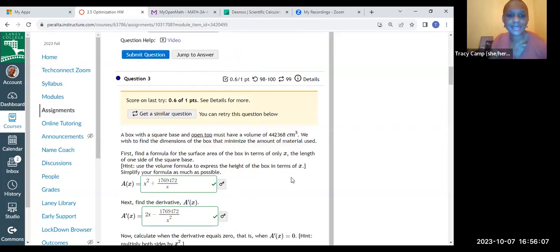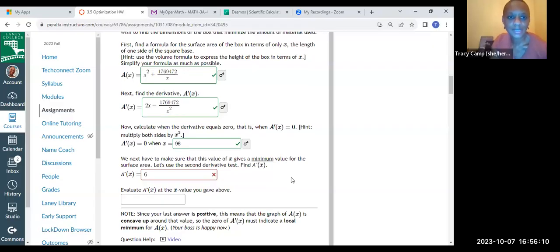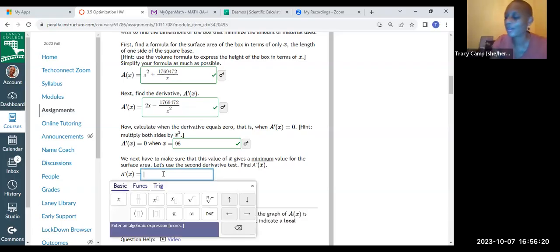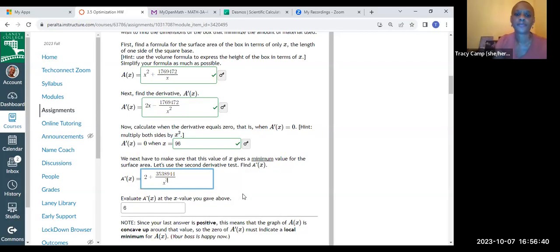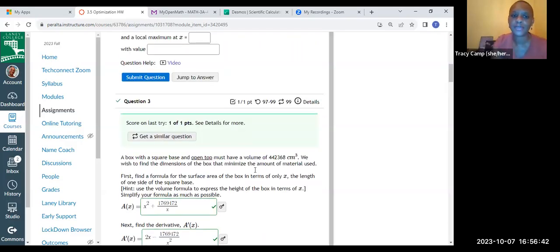Why does it say it's wrong still? Let's use the second derivative test. Oh, sorry. That 6 goes here. Right here, they wanted the second derivative. So I'll say 2 plus 3,538,944 over x cubed. Okay, so now it's happy. I was putting this number in the wrong place.